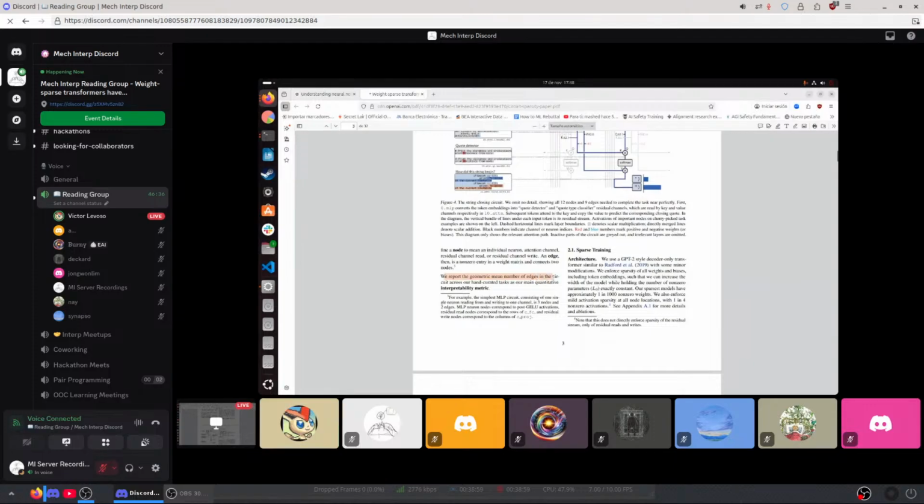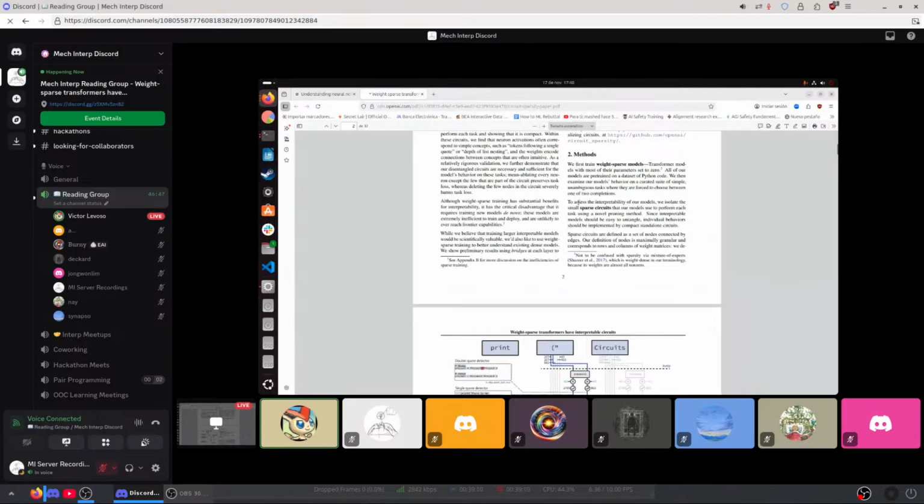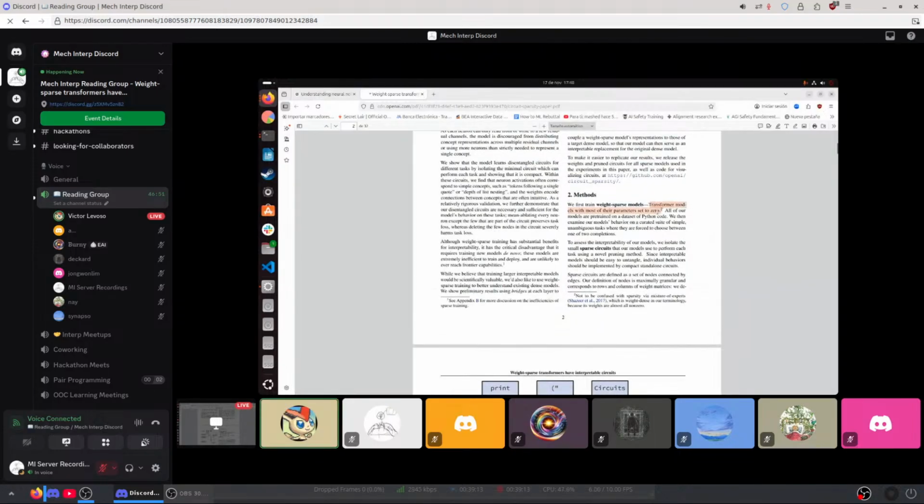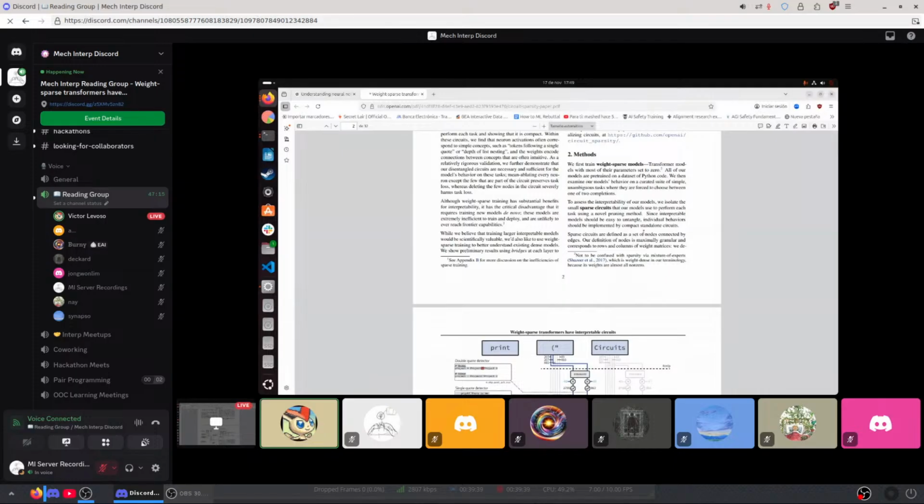Geometric mean of number of edges in the circuit across tasks, to make it quantitative. Okay, let's read methods from the start. Weight-sparse models: transformer models with most parameters set to zero. They are pre-trained on Python code. Okay, so they are just training on Python. Probably that also makes things simpler. The idea of the paper seems to be to train some simple models that are easier to understand, so we can do science on them instead of trying to understand more real models. That seems like a good idea.